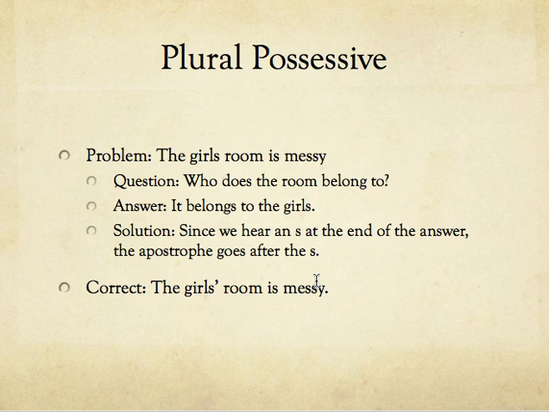Now let's look at the next example. This is plural possessive, so we're talking about more than one girl. The girls' room is messy. So let's ask the question: who does the room belong to? Our answer, again, must be said out loud. The room belongs to the girls. Since we hear an S at the end of the answer, girls, the apostrophe goes after the S. The girls' room is messy, and as you can see, the apostrophe is placed after the S.